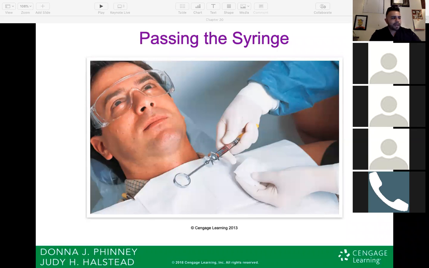So passing the syringe: after drying the inside tissue with gauze and putting topical into the patient, or wherever the doctor is going to be injecting, you want to pass the syringe over the patient or behind the patient, usually under their chin, so that they don't see it if you're going to be passing it in front of them.